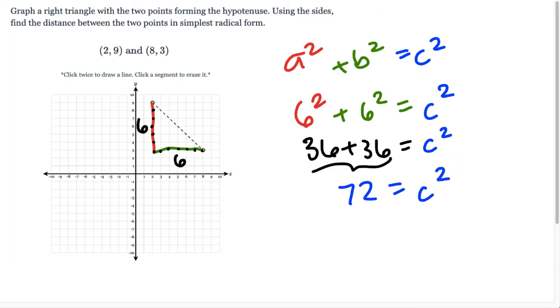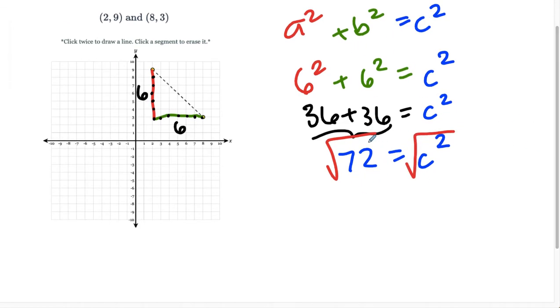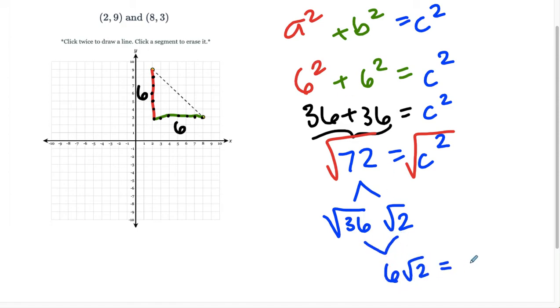Now we have to take the square root of both sides. We need to find the largest perfect square that divides 72. I think the largest perfect square that divides 72 is 36. When you divide by 36, you'll get 2. Okay, so now we're almost there, guys. Hang tight. This is going to become 6 square root of 2, which is the value of c. So I hope that's what you got.